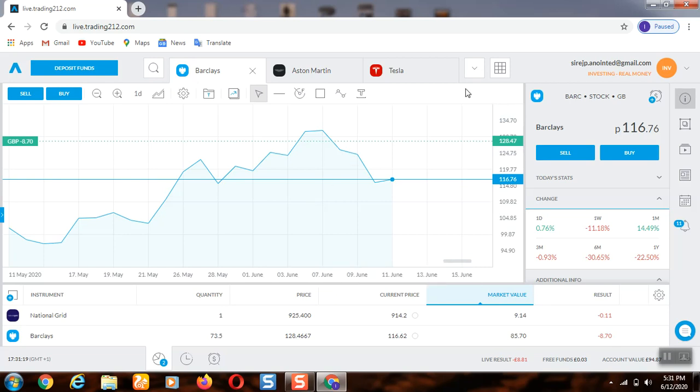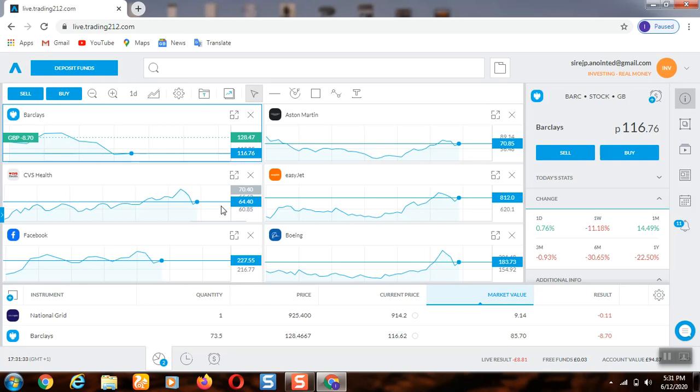If you want to reduce the number of windows you're viewing at any moment, you can click here. For instance, if I want to remove Tesla, I click and Tesla goes. It's no longer within my preview. So I'll reduce it to six instead of the previous seven. Now if I want to introduce other windows, maybe I'm trying to view some other companies to see how they work, I'll click here.